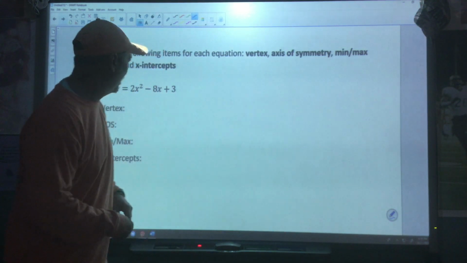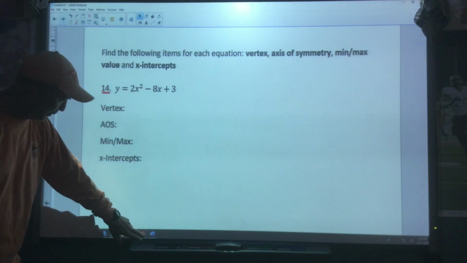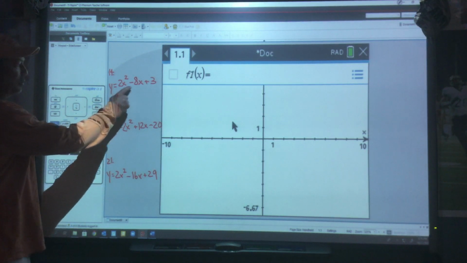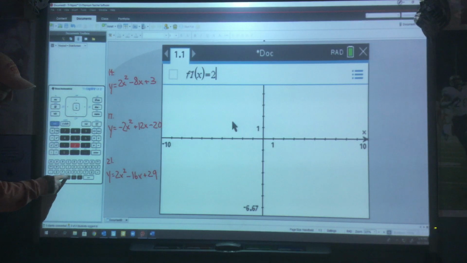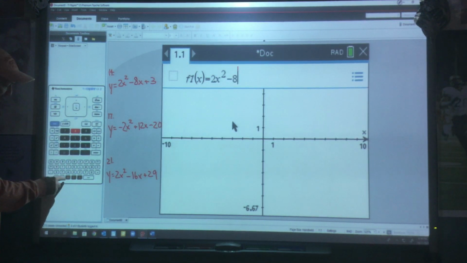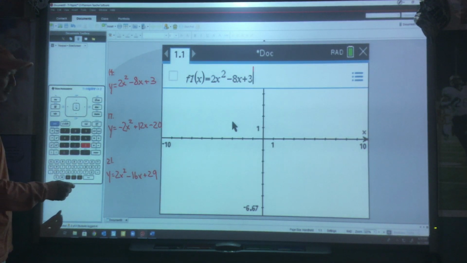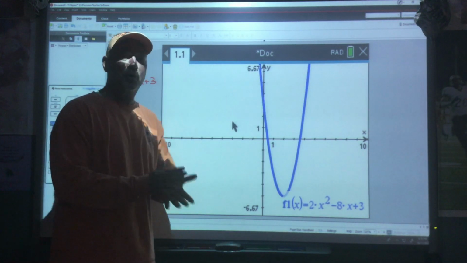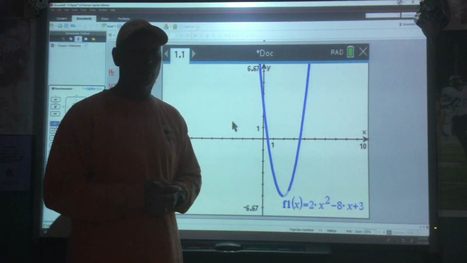All right, so we're going to go to the calculator. We're going to find all this stuff. Okay, so in our calculator, the equation that we're going to input is 2x squared minus 8x plus 3. We're going to hit enter. There's my graph. Now, the first thing I'm going to do is find my vertex, because my vertex is going to tell me a lot of things when I find it.